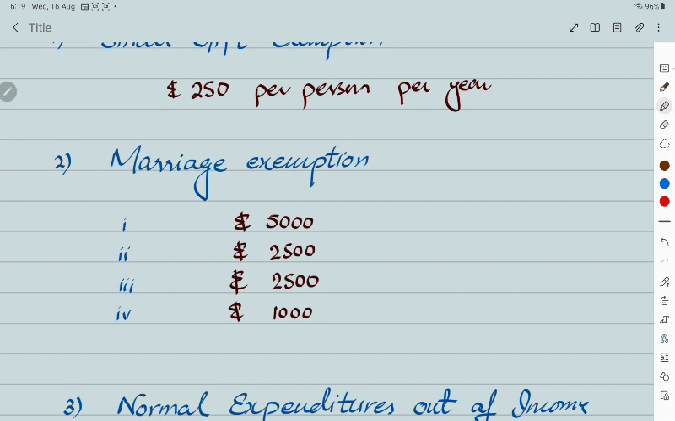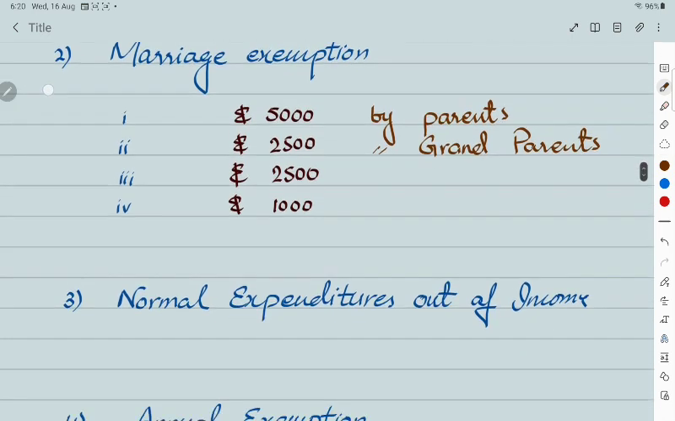Marriage exemption. It is the amount of £5,000 that is exempt on the occasion of marriage if the gift is given by a parent. If the gift is given by a grandparent or ancestors, it is the amount of 2,500. If the gift is made by bride to groom or by groom to bride, then in that case also 2,500 is exempt, and for a gift by any other person, 1,000 on the occasion of marriage is exempt.